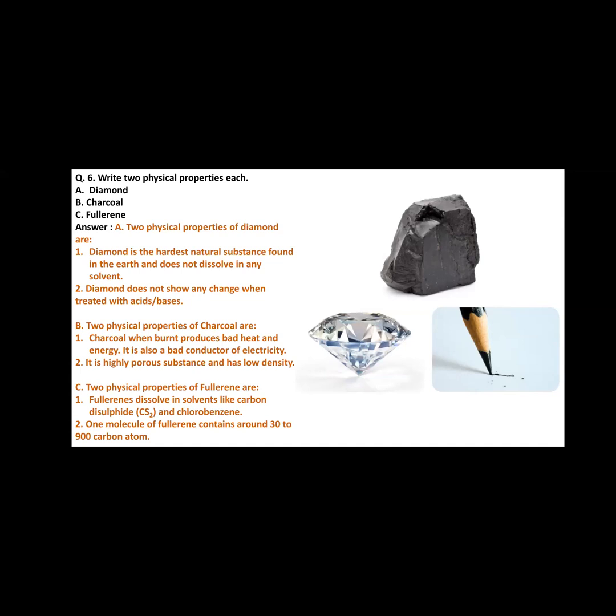Third one is the physical properties of fullerenes. Fullerenes dissolve in solvents like carbon disulfide and chlorobenzene. One molecule of fullerene contains around 30 to 900 carbon atoms. So the figures given beside are diamond, fullerenes, and graphite. So these are the two properties of each of diamond, charcoal, and fullerenes.